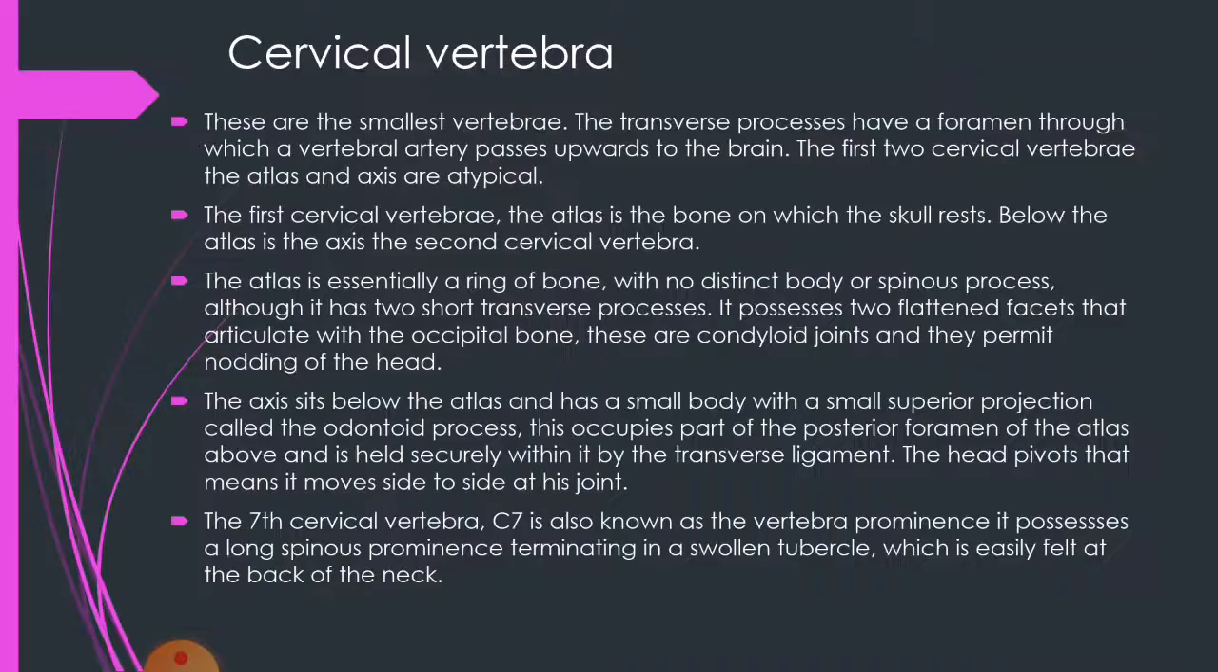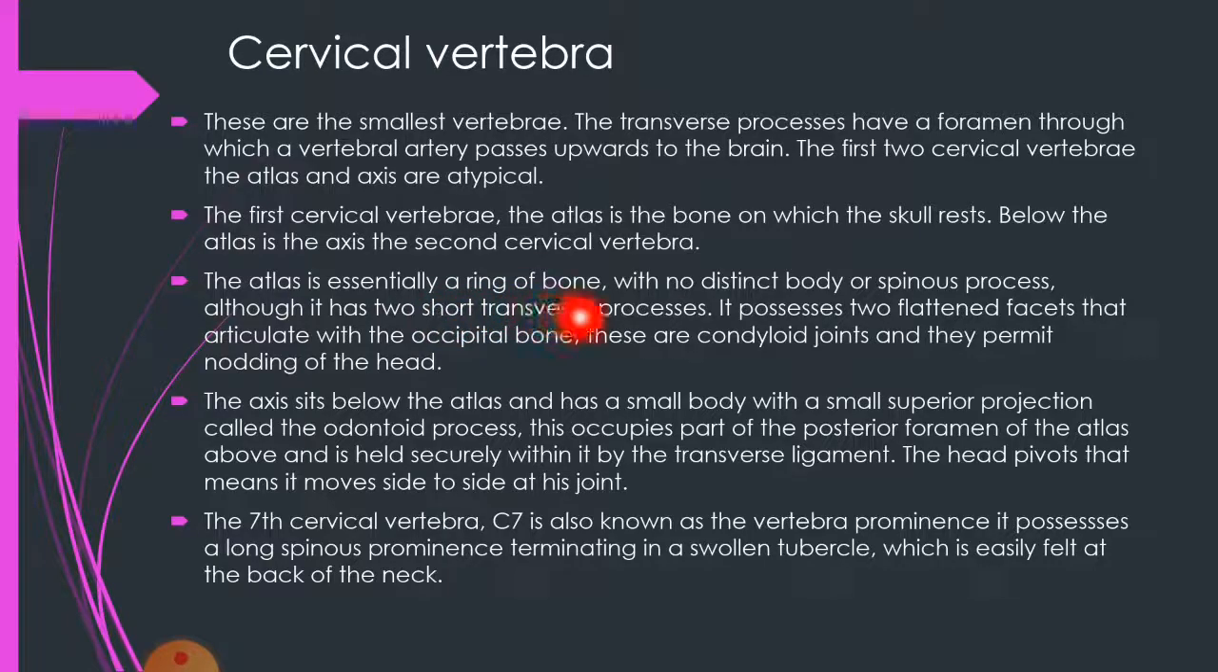Now let's talk about its features in detail. These are the smallest vertebrae. The transverse processes have a foramen through which a vertebral artery passes upwards to the brain. The first two cervical vertebrae, the atlas and axis, are atypical, meaning that they have different features. The first cervical vertebra, the atlas, is the bone on which the skull rests. Below the atlas is the axis, the second cervical vertebra.